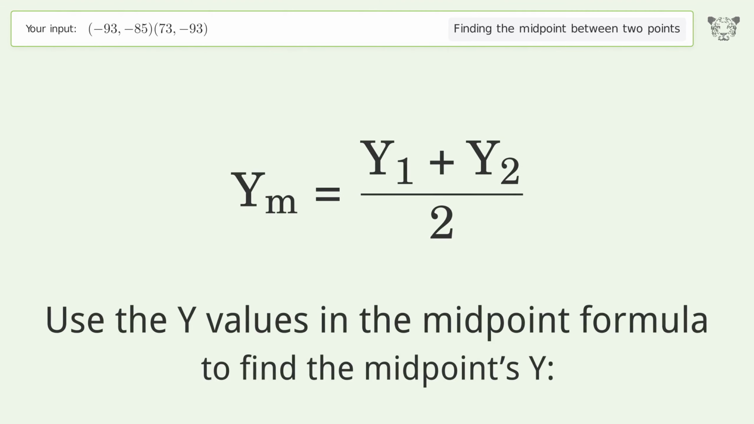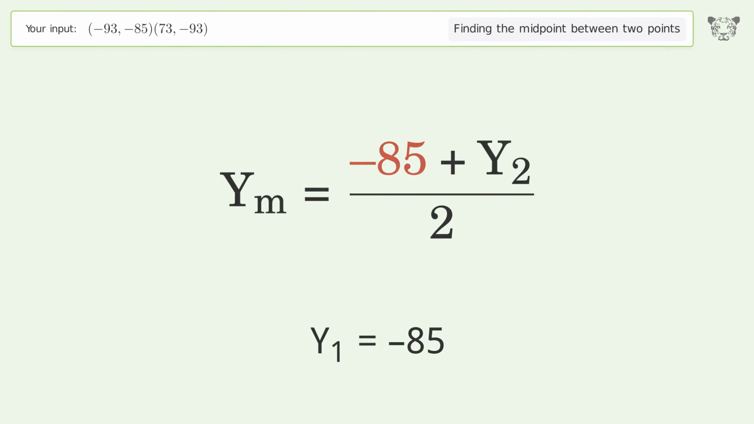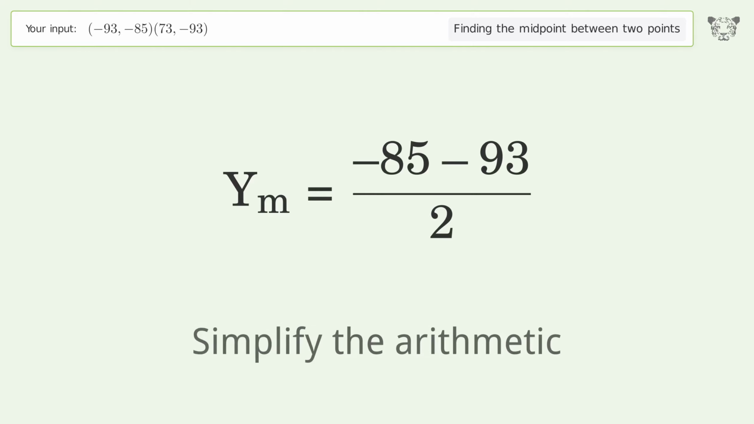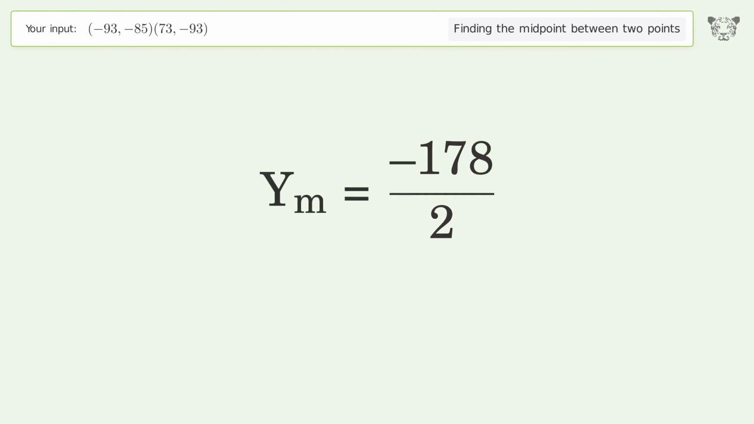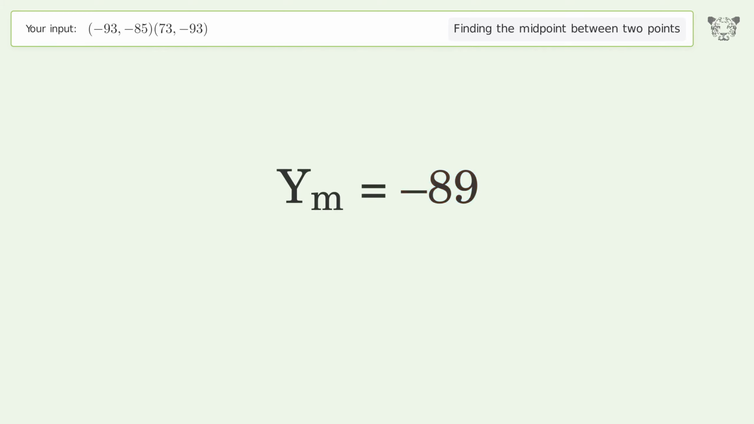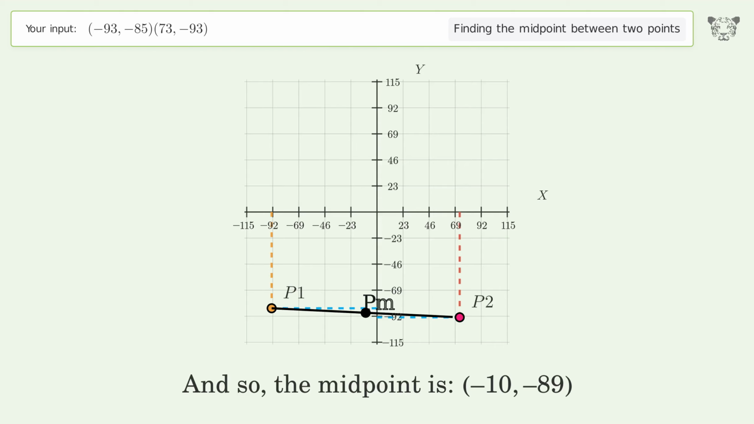Use the y values in the midpoint formula to find the midpoint's y. y1 equals -85. y2 equals -93. Simplify the arithmetic. And so, the midpoint is -10, -89.